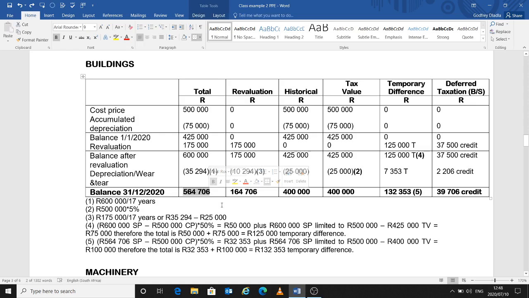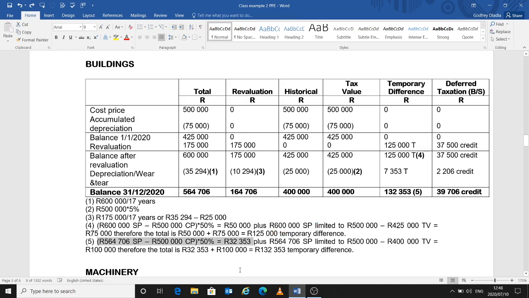Do you have a capital profit? Yes, 64,706 is the capital profit. Then you should have a taxable capital gain. Right, it should be 32,353, which is a minus. So if you minus the 64,706 and the minus 32,353, it will give you the 32,353. So I'm talking about this part here.